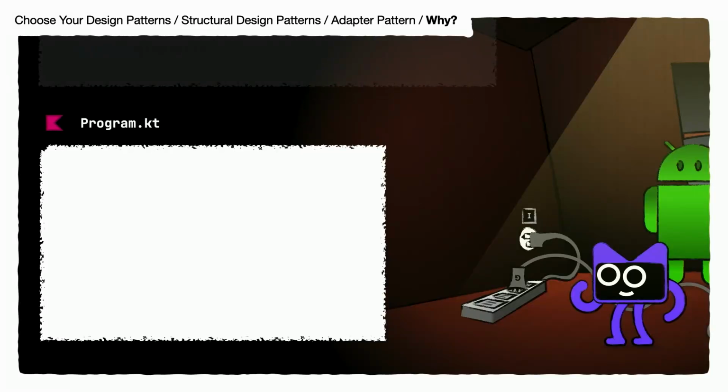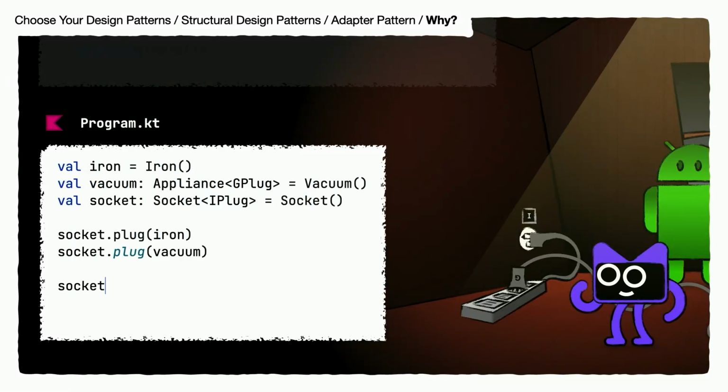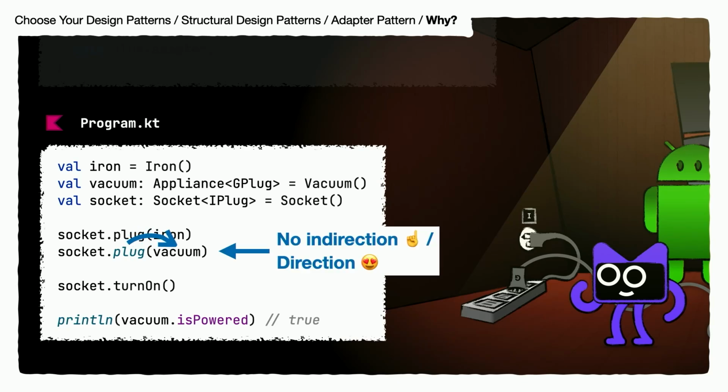All right, so looking at the main program, let's see how we can use the adapter. I'm going to create the same appliances as before. And instead of creating an adapter, I can simply call the plug method and plug in the vacuum as if it's a normal method. If you look at the actual implementation, we haven't introduced any indirection. You can simply plug in without introducing extra types.